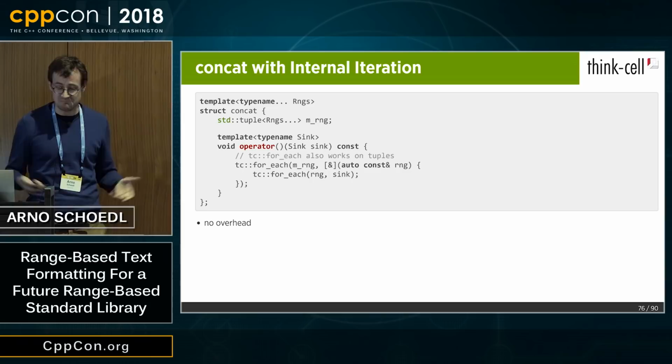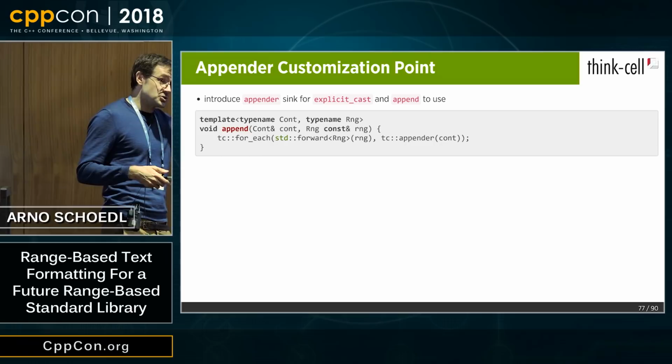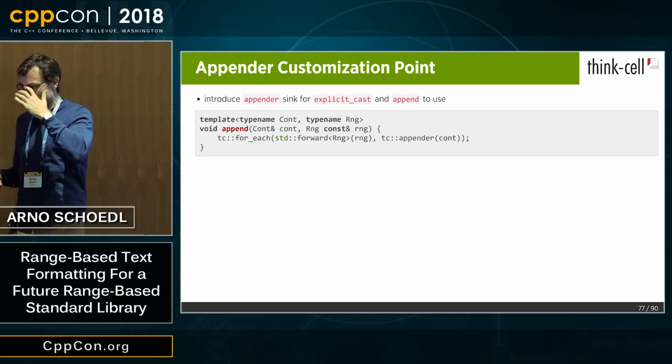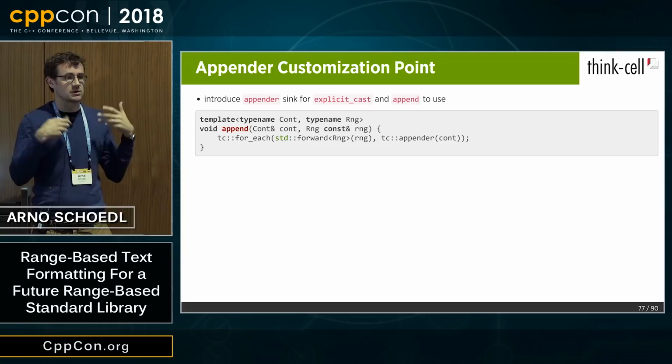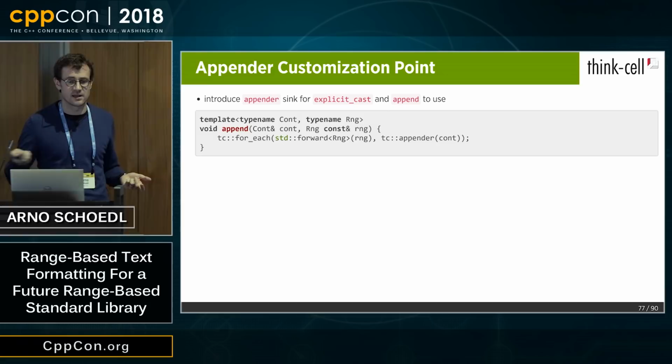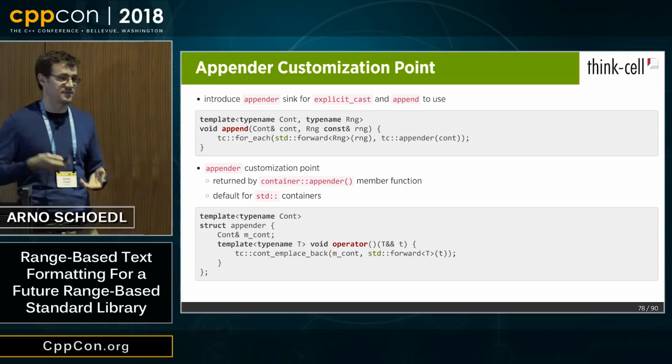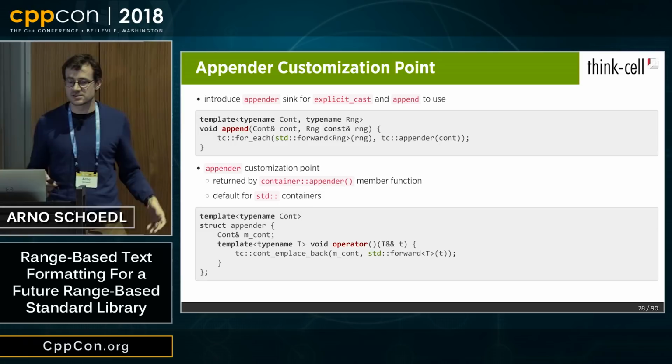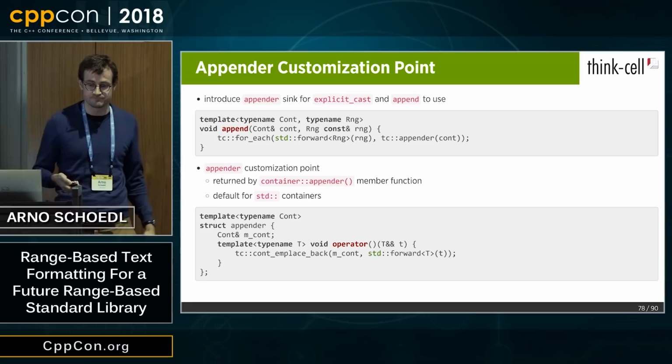How do we use that now to append things to containers? Well, we are going to say we have an additional customization point, appender, and the append is just a for_each on that appender. You just pass this appender that appends to a container to the for_each. This is how the appender looks. It's either some custom defined container that the container can pick, or for the standard containers, we have a default implementation which just does emplace_back. Easy enough.